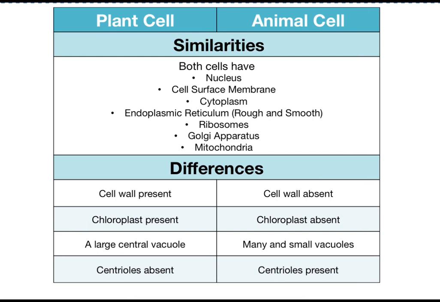So, recap. Here are the differences and similarities between plant cells and animal cells. Both plant cells and animal cells have a nucleus, cell surface membrane, cytoplasm, endoplasmic reticulum, both rough and smooth, ribosomes, Golgi apparatus, and the mitochondria. The differences are: in plant cells, cell wall and chloroplast are present. However, cell wall and chloroplast are absent in animal cells. In plant cells, there's a large central vacuole, while in animal cells, there are many small vacuoles. Centrioles are absent in plant cells, but present in animal cells.